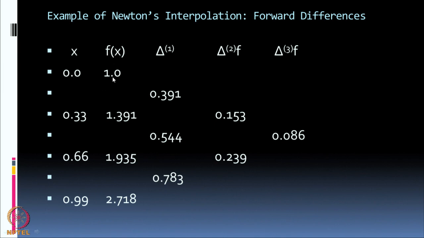When x is equal to 0, the function is 1. When x is equal to 0.33, the function is 1.391. When x is equal to 0.66, my value is 1.935, and when x is equal to 0.99, my value is 2.718. So, these are my 4 values of x and 4 values of f(x). So, what is the first order difference?